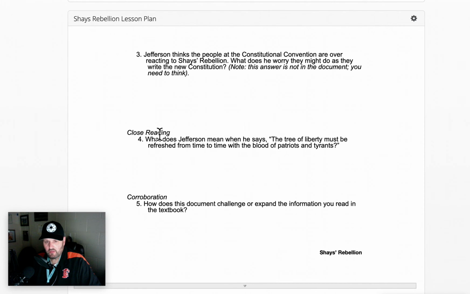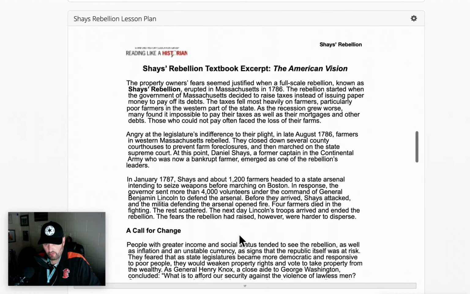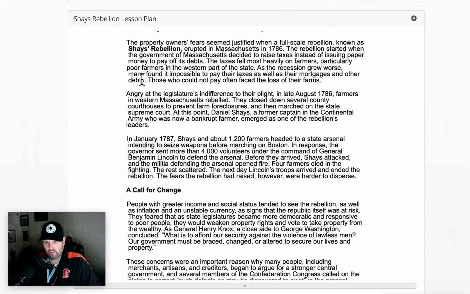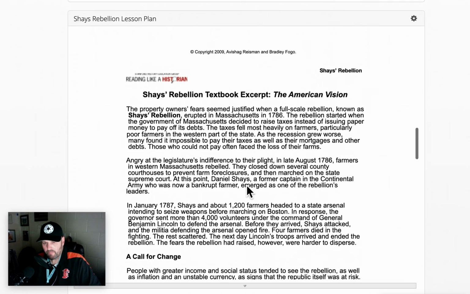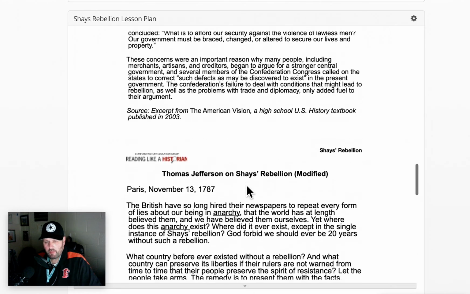And here's the biggie. What does Jefferson mean when he says the Tree of Liberty must be refreshed from time to time with the blood of patriots and tyrants? I've heard this quote a lot lately. So it's interesting the different ways it gets used nowadays, but let's go ahead and you'll answer that. And then this last one here: how does this document, meaning the one that Jefferson wrote, challenge or expand the information you read in the textbook? So obviously you didn't read the textbook, but this first passage here is all from a textbook. I know you did not go over a PowerPoint to go with this.